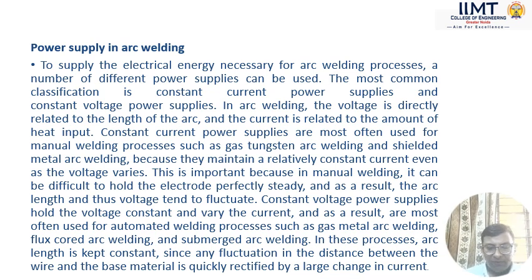Constant voltage power supplies hold the voltage constant and vary the current. As a result, they are most often used for automatic welding processes, such as gas metal arc welding, flux core arc welding, and submerged arc welding. In these processes, the arc length is constant because the process is automatic. Any fluctuation in distance between the wire and the base material is quickly rectified by a large change in current.